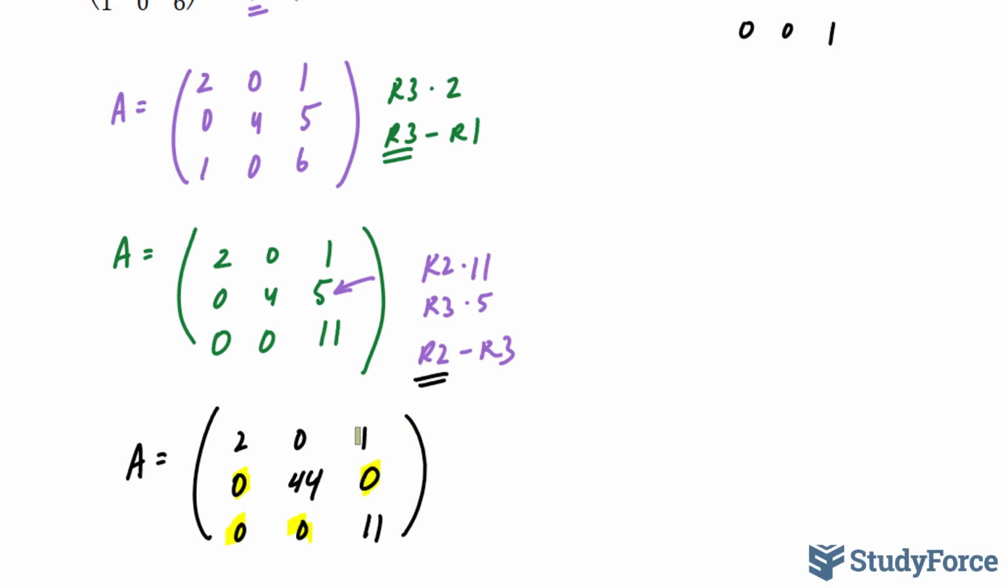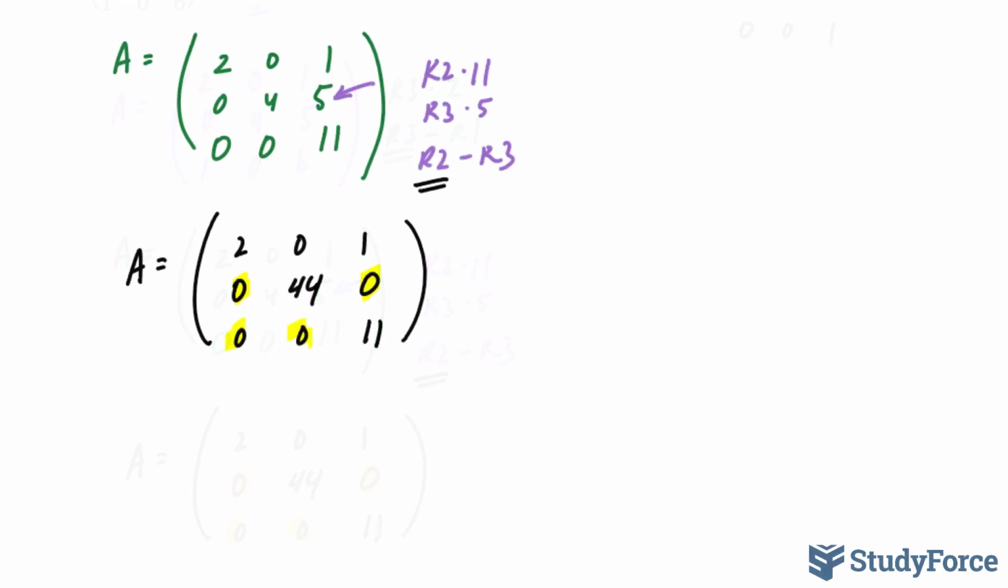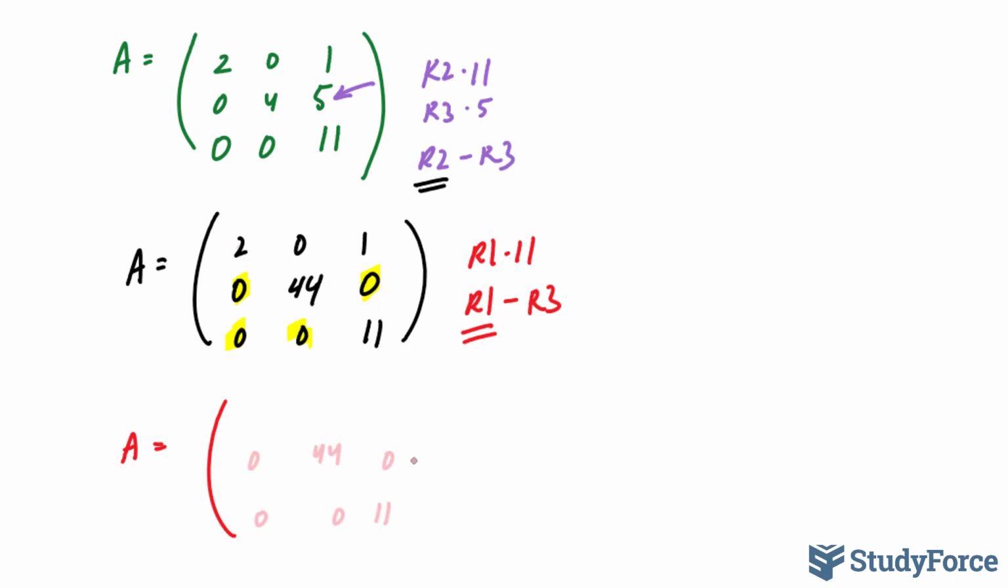Notice that the only element we have left is this 1, and the diagonals are easy. So our last step is to make this 1 into a 0, and we can do that by multiplying row 1 by 11 and subtracting row 1 with row 3. Let's rewrite everything that will not change, row 2 and row 3.